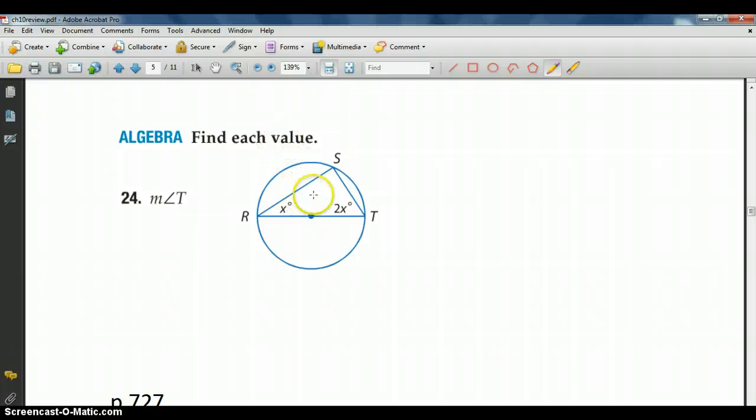Number 24, find the measure of angle T. What do we know? We know that RT is the diameter, because it's going through the center. So anytime you have a diameter and then a triangle formed off of that with an inscribed angle, that inscribed angle is going to be 90 degrees because the intercepted arc is 180. It's a semicircle. So if we have a right triangle here, then we know that the corollary to the triangle sum theorem states that the acute angles must be complementary, so this angle and this angle must add up to 90 degrees.